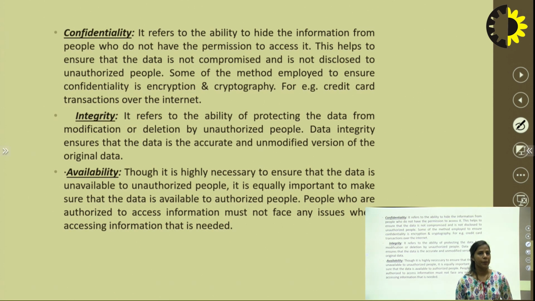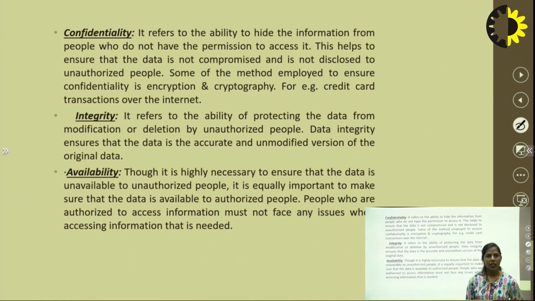The next term is integrity. Integrity means that whatever data we are using, we have to protect it from modification or deletion by an unauthorized person. Whatever transactions we are doing, whatever information we are transferring from one place to another, the data should not be modified, deleted, or altered in between by unauthorized people. It ensures that the data we are transferring is accurate and unmodified. For example, for whatever transaction we do on Google Pay or PhonePe, integrity should be maintained on both sides.